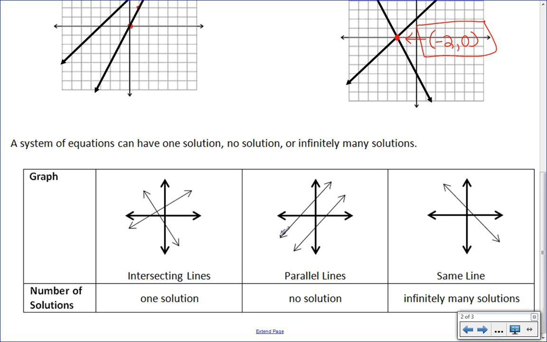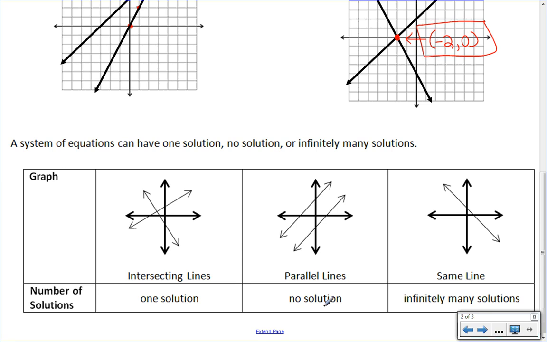And we could actually end up with two lines that are parallel, that never intersect. And if that's the case, they have no solution, because there's no single point that's on this line and on that line. That will never, ever happen. So if the lines are parallel, there's no solution.